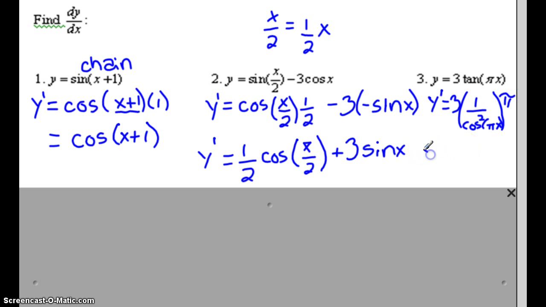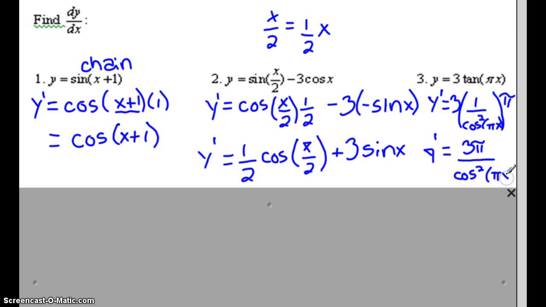So how does this work? I'm going to simplify this down. 3 is in the numerator, 1 is in the numerator, and pi is in the numerator. So 3 times 1 times pi makes 3 pi, and then divided by cosine squared of pi x.